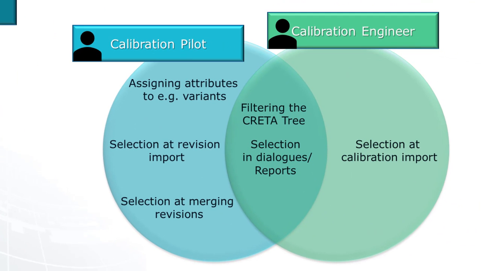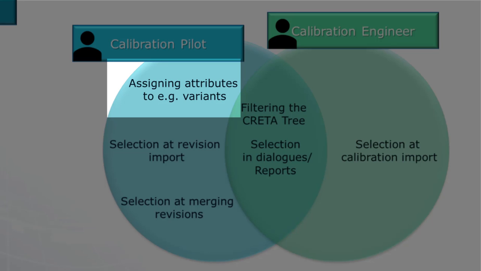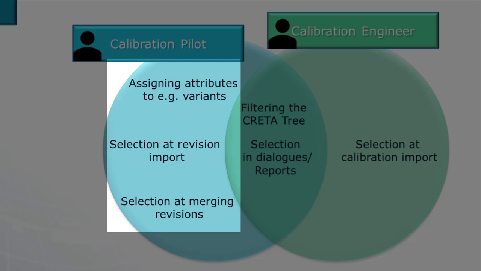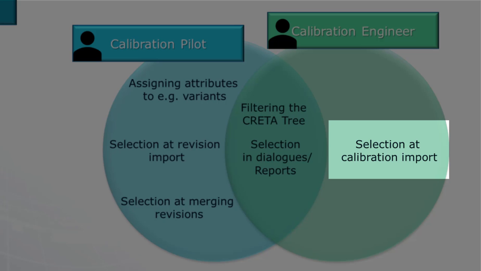When they are created, the calibration pilot can assign attributes to, for example, variants. Important is that the pilot must have access to the project, which is given by the administrator, otherwise they will not be able to see it. Once attributes are assigned, they can help the pilot at the selection of revision import and merging revisions. When the calibration engineer wants to import their calibration results, attributes can also be a great help at importing the right calibration to the right revision.